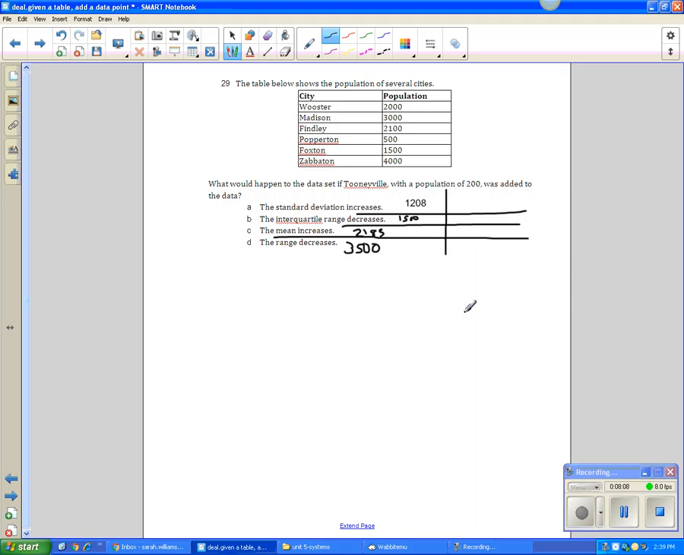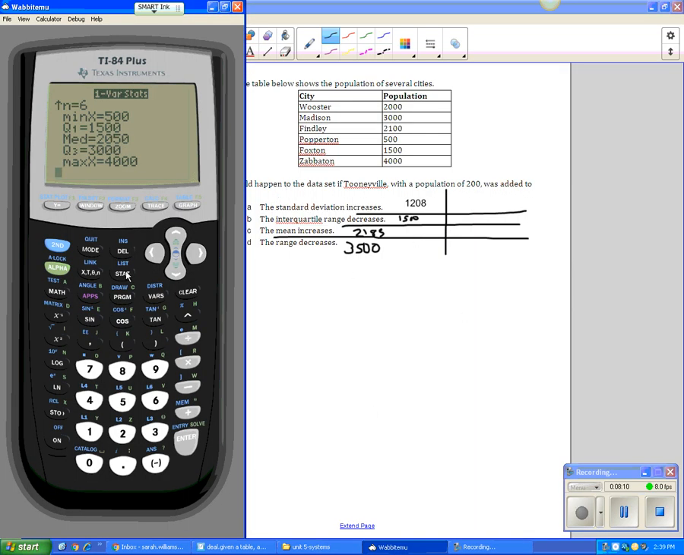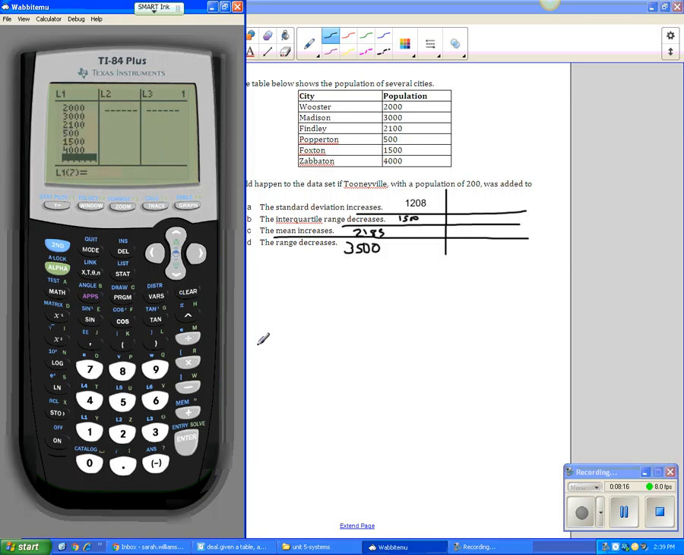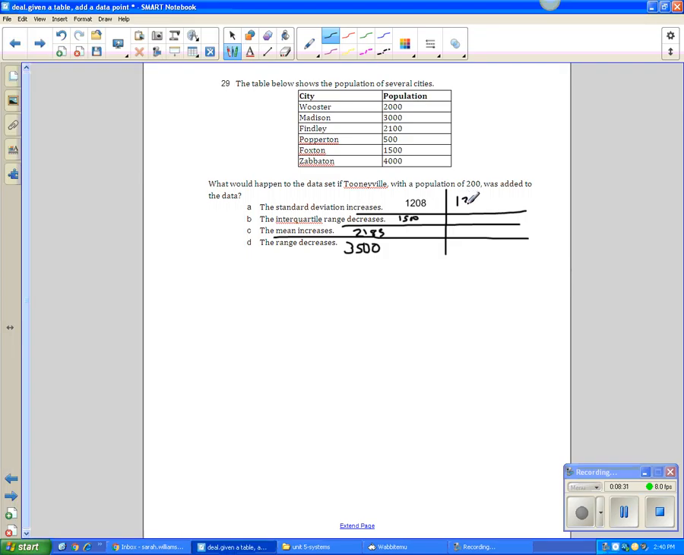All right, so now we go back to stat, add in 200. Stat, calc. And the new standard deviation is 1,334. So let's read A. It says the standard deviation increases. That means to go up. From 1,208 to 1,334, it definitely goes up. So the answer is A. Okay.